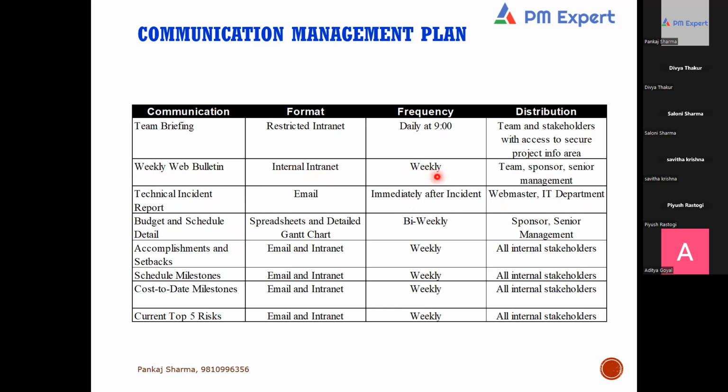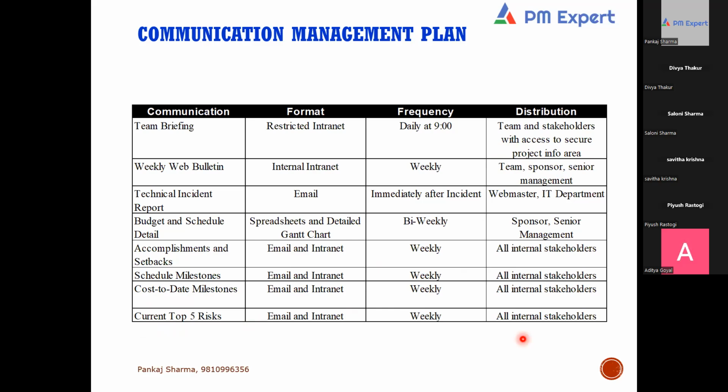The frequency should be weekly. Distribution should be to teams, sponsors, senior management. If you have to discuss the current top 5 risks, the distribution should be to these people, and this should be the frequency. The communication management plan is about what is to be communicated to whom, at what frequency, who should be the sender, who should be the receiver. If there are any confidentiality requirements, they should also be taken into the communication management plan.